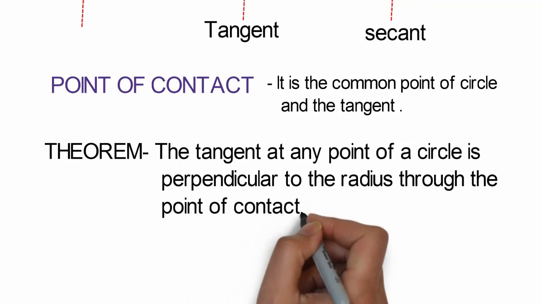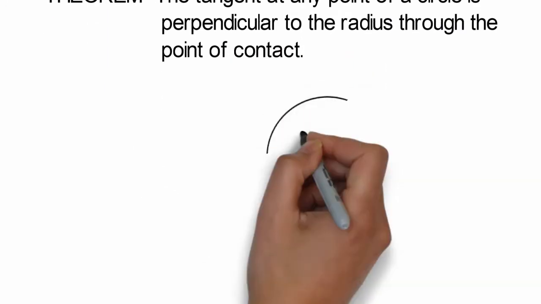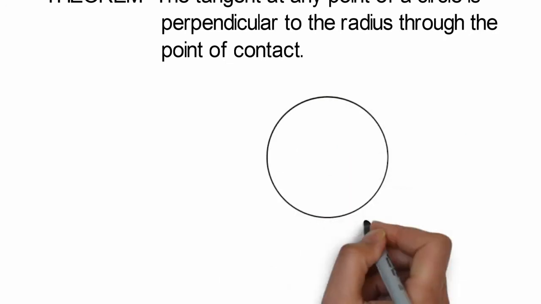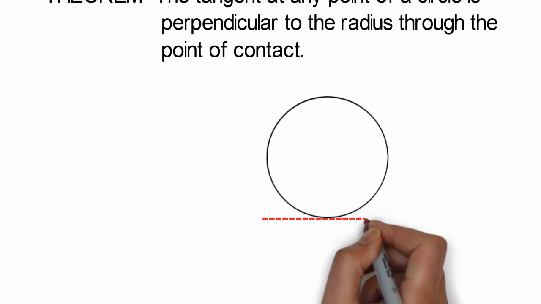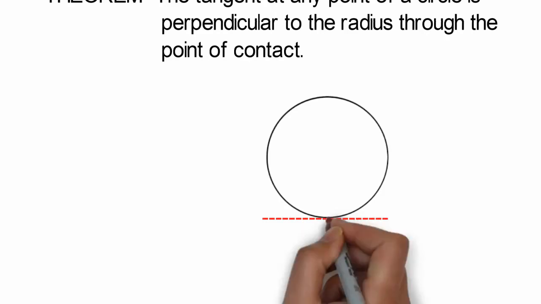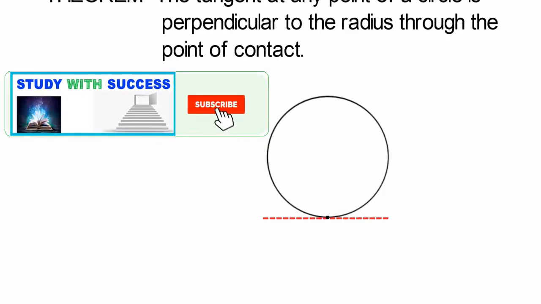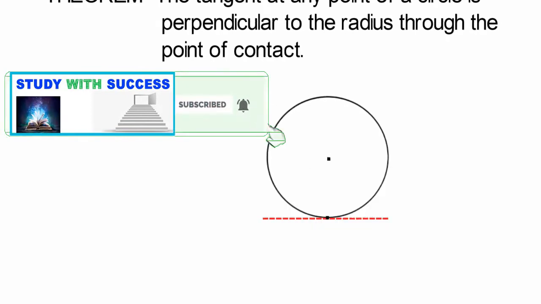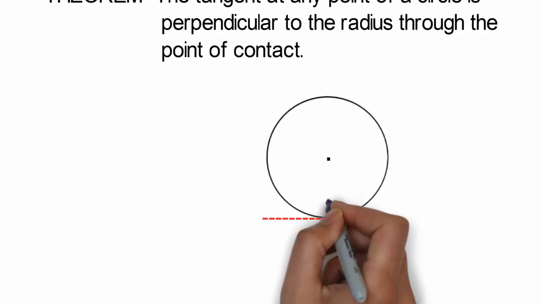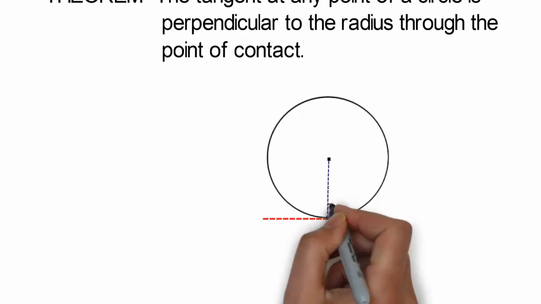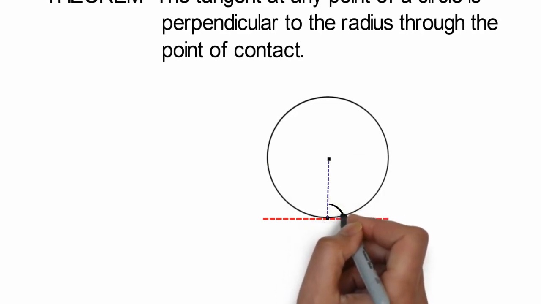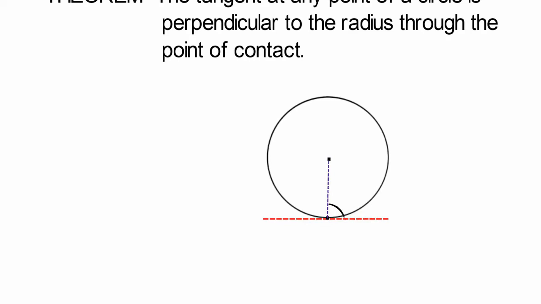It means we have to prove the radius and tangent are making a 90 degree angle. Suppose this is a tangent to the circle. This is the point of contact. This is the center of the circle. If we connect the point of contact to the center of the circle, then this will be the radius. So this is the angle between the radius and the tangent. This we have to prove as 90 degrees.